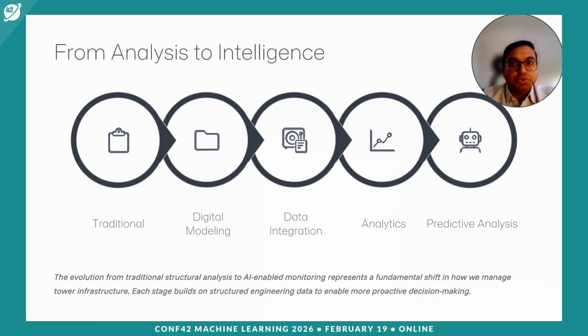Analytics then allows us to query these integrated data for trends. Which towers in our portfolio have the highest stress ratios? Which regions show accelerated corrosion? Finally, predictive analysis. This is where we want to be. Predictive analysis can use machine learning to move from descriptive insights to forward-looking predictions. Instead of asking what happened, we can ask what is likely to happen and when.